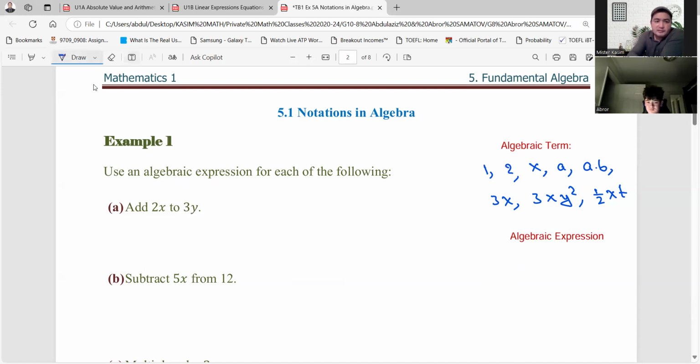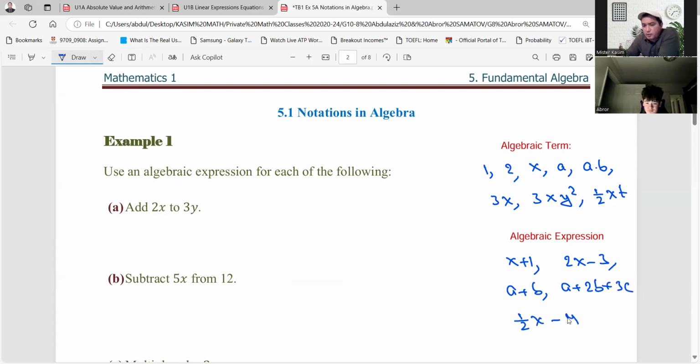For example, x plus 1, right? See, I'm adding two algebraic terms. It has two terms. The first term is x, the second term is 1. 2x minus 3. a plus b. a plus 2b plus 3c. 1 over 2 x minus y. These are all algebraic expressions. We have terms, and if you just combine them by adding or subtracting, that's called an algebraic expression.